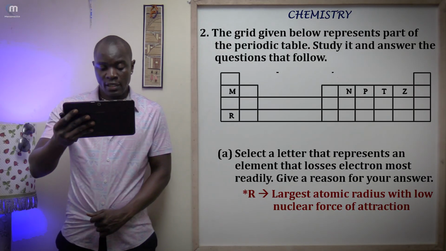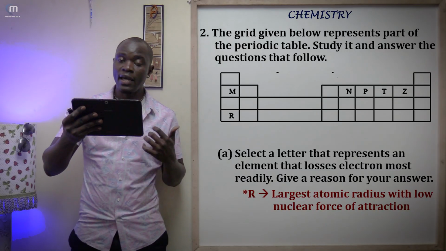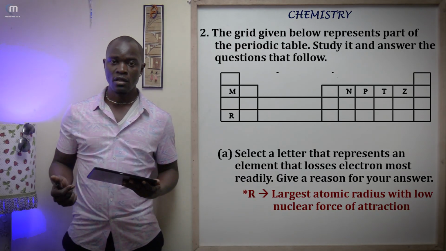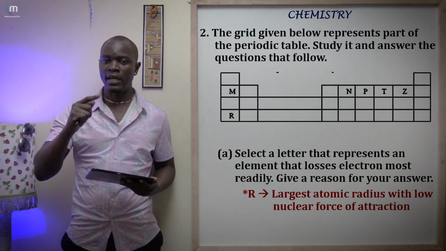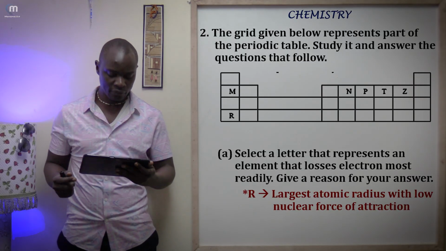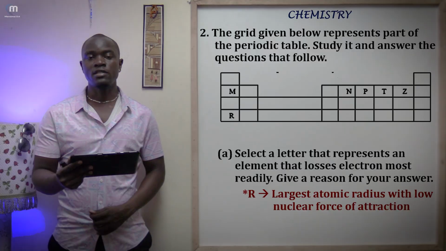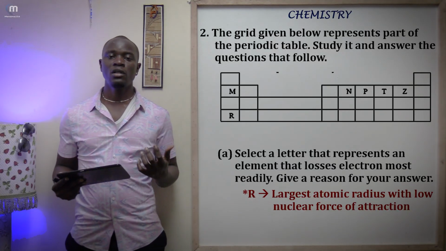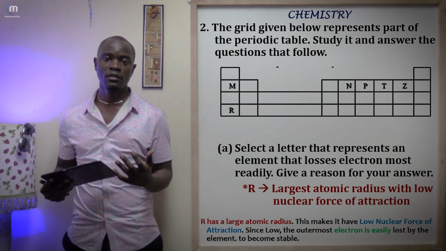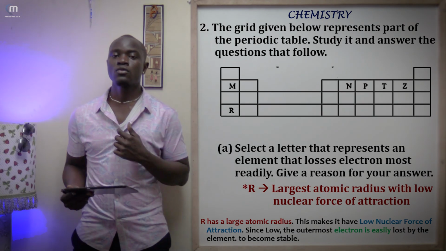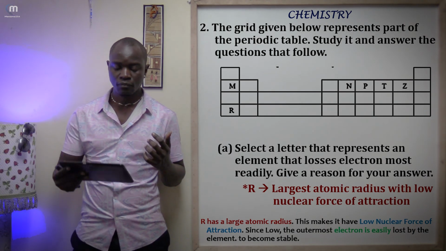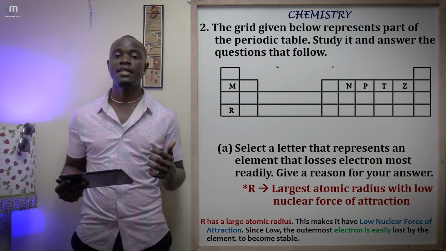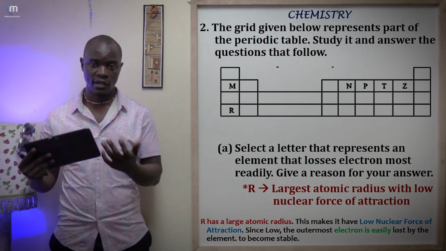So question 1 is asking, select the letter that represents an element that loses electrons most readily. Remember the term is loses electrons most readily. Give a reason for your answer. So here the element that readily loses electrons is element letter R. So why is it letter R? It is letter R because we can see that this letter has the largest atomic radius.